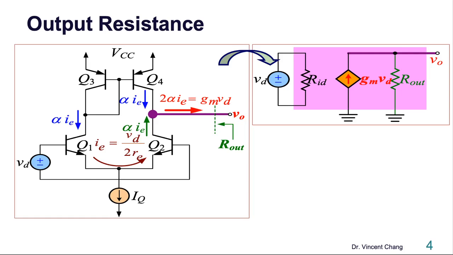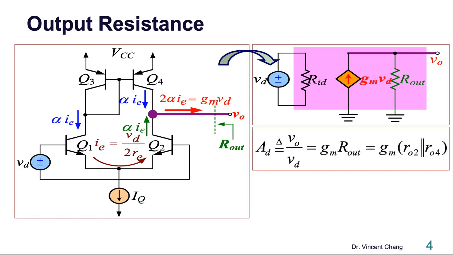But what is the output resistance? We showed before, in the previous video, part 1, that it's a parallel combination between R2 and R4.